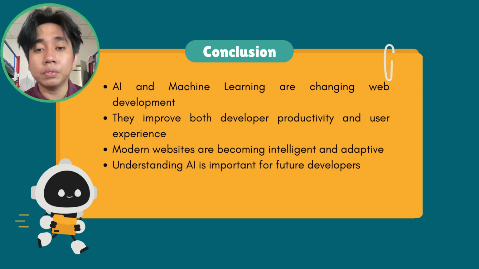To conclude, artificial intelligence and machine learning are transforming modern web development in many ways. They help developers work more efficiently by automating tasks such as coding, testing, and debugging. At the same time, they improve user experience by making websites more personalized, interactive, and responsive. As a result, the web is moving toward more intelligent and adaptive systems. Therefore, understanding AI technologies is becoming increasingly important for anyone involved in web development.